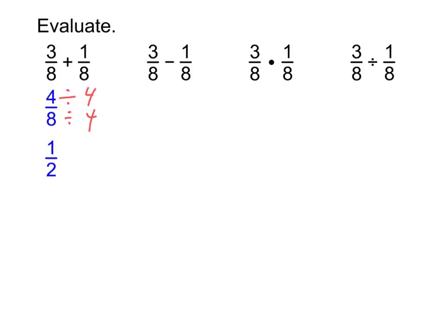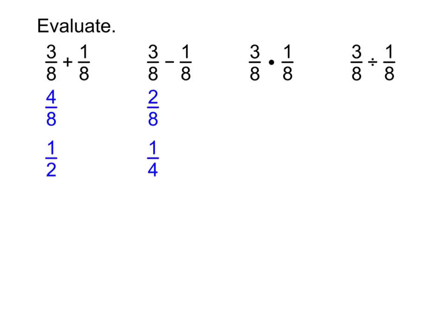So I'm just going to go ahead and subtract the tops. So 3 minus 1 gives me 2. And then I keep the bottom the same. And so that ends up giving me 2/8. Okay, so I got 2/8. Does that reduce? Yes, it does. What can I divide out of both the top and the bottom? 2. And so we get 1/4.